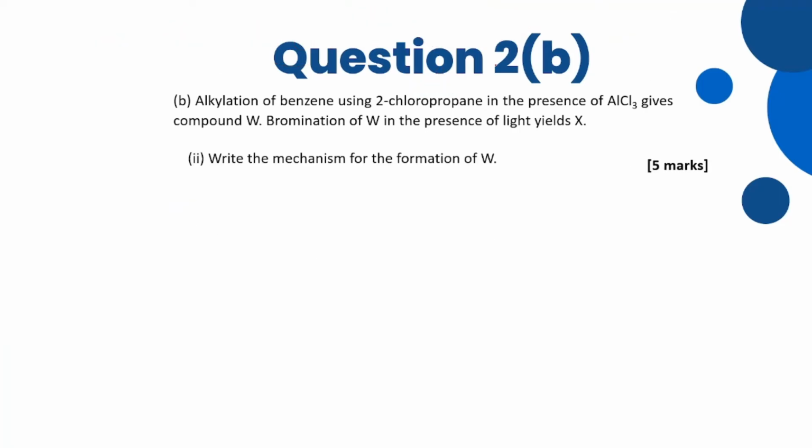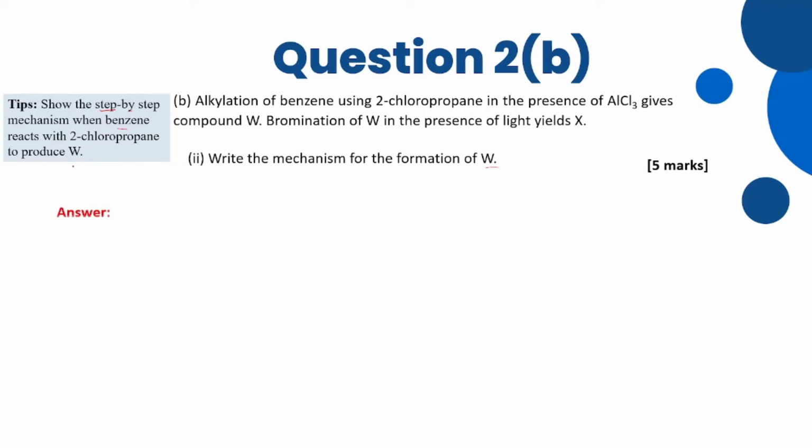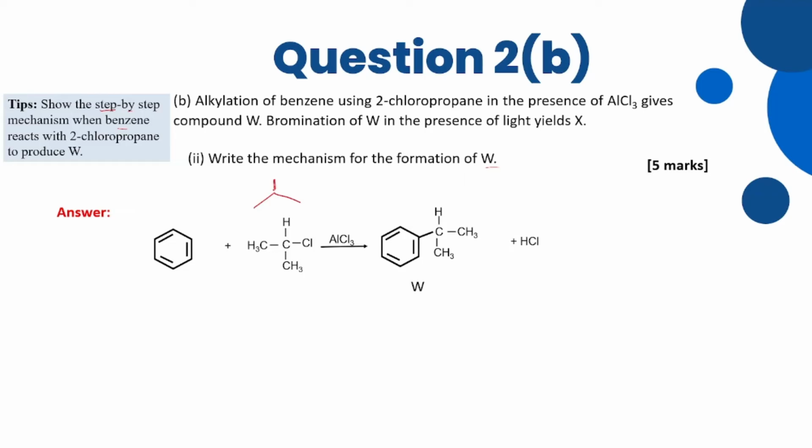Alright, for question 2B2, we need to write the mechanism for the formation of W. As usual, when they ask for writing the mechanism, we need to give it step by step. It happens when we react benzene with 2-chloropropane in order to produce W, similar to the previous step. As you can see here, this is benzene and this is 2-chloropropane. Just now I drew it in the skeletal structure, but now I draw it in the condensed structure so that you can see it more clearly.